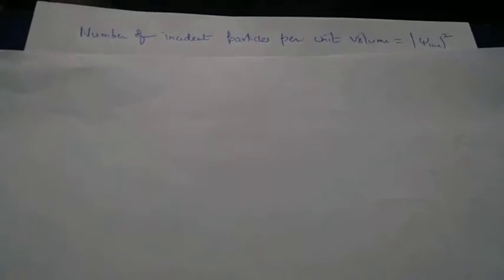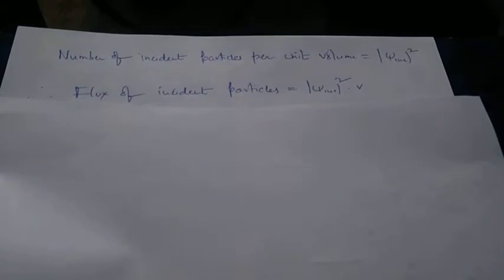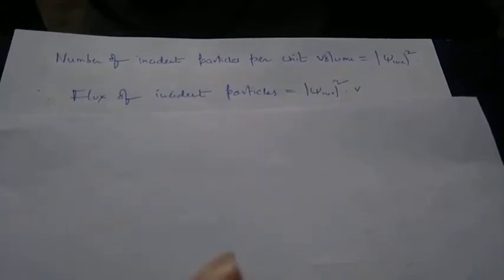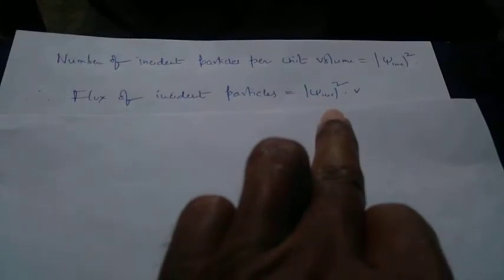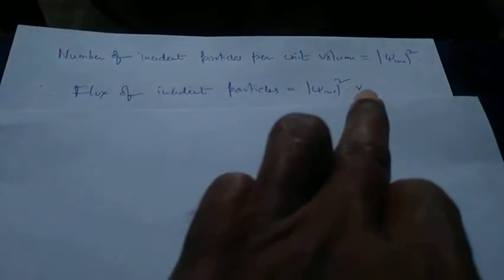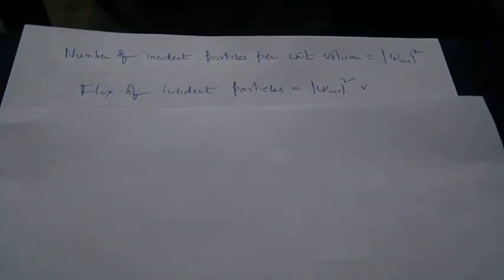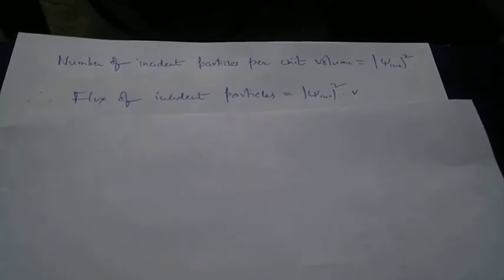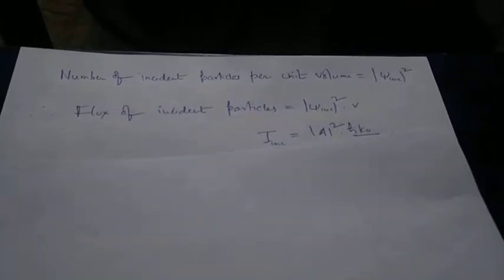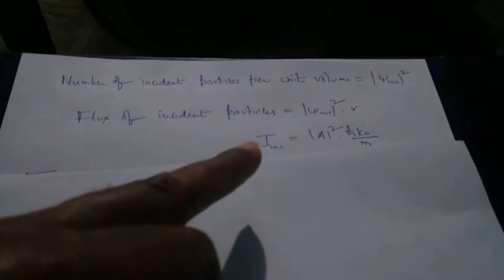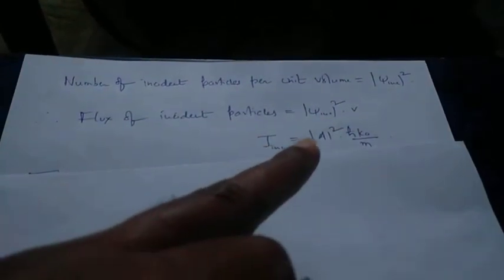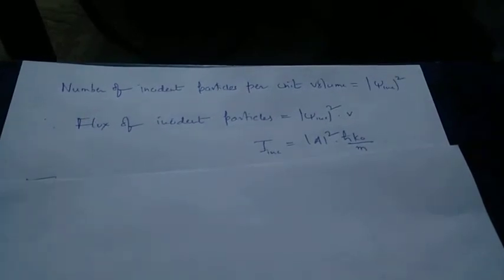Also, the number of incident particles per unit volume can be found by taking the modulus of psi incident squared. So if you want to find the flux of incident particles, we can multiply the number of particles per unit volume into the number of particles leaving some unit length per unit time. If you do so, we get the flux of incident particles, which we can denote as j sub inc, as modulus A squared into h cut k naught divided by m.